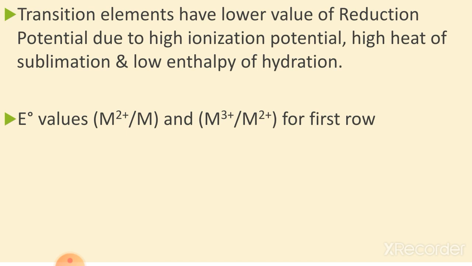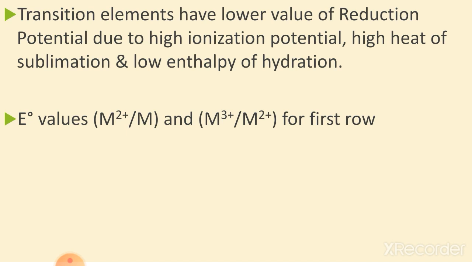For example, take copper 2 plus. The E naught value of copper 2 plus is 0.34, and for copper plus the E naught value is plus 0.52. So here the value is lower for copper 2 plus, and that's why copper 2 plus is more stable than copper plus in aqueous medium. In this way you can also find which oxidation state is more stable in aqueous medium.